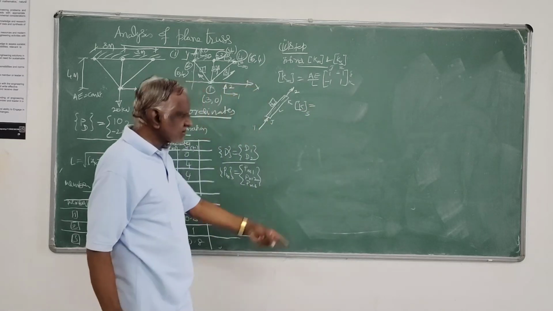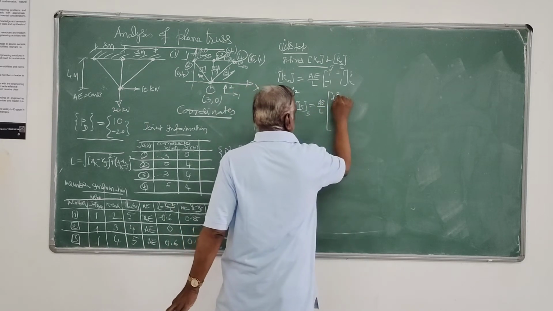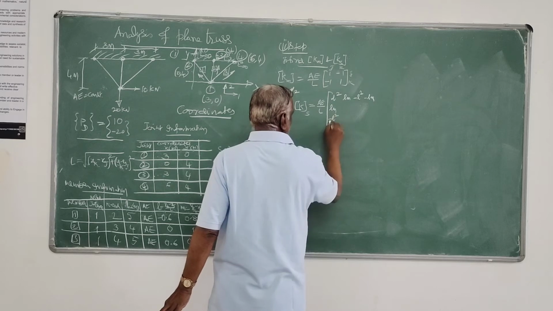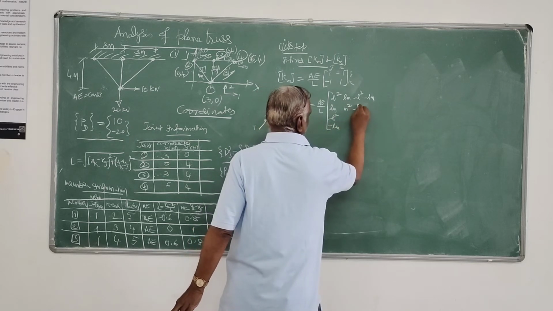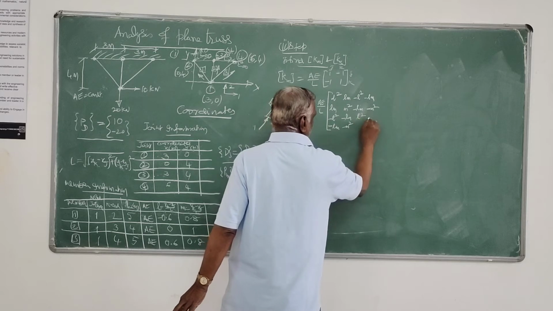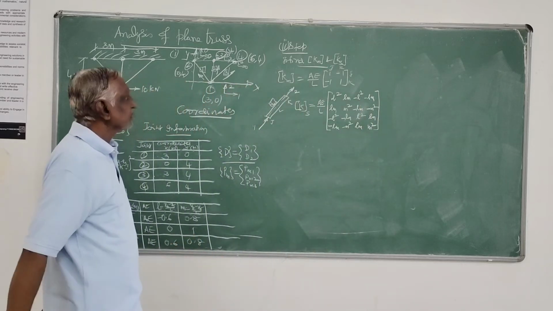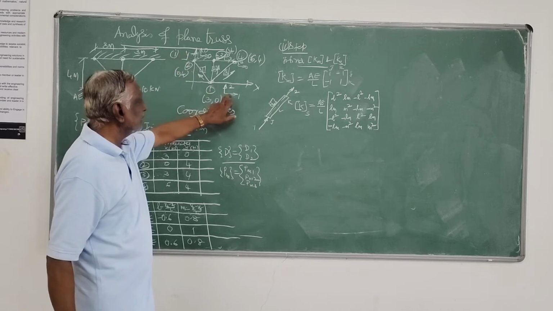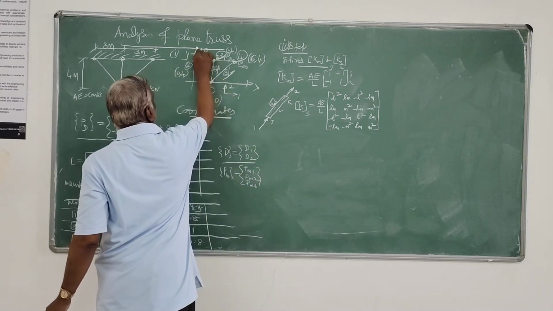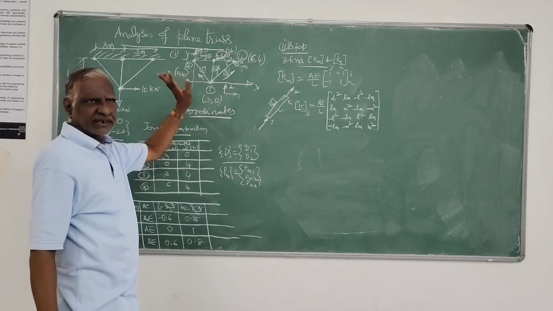Ks I have already defined. It is given by AE by L times L square, LM, minus L square, minus LM. This is symmetric. Then M square, minus LM, minus M square. This is also symmetric. Then this is L square, LM, and this is M square. So these are the things. I have to generate this for the first member with coordinates 1, 2, and 3, 4, 5, 6, 7, 8 for the others. They are zero displacements, but coordinate directions are that.